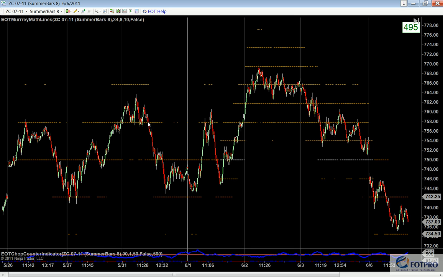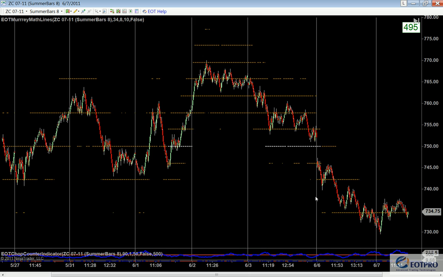1, 2.5. It was always kind of an interesting property. 1, 2.5. It always seemed to stick to that. Sometimes, here you can see one anomaly: 1, 2, and 3. But those Murray Math lines are a lot closer together. I don't know. I always did remember that about the Murray Math lines. It was always really interesting.